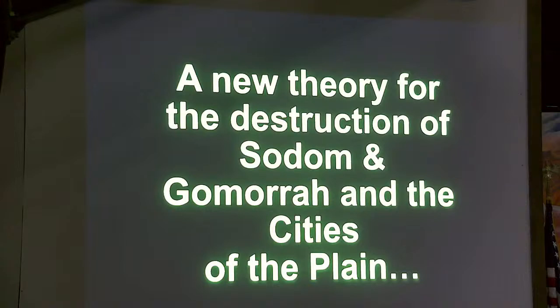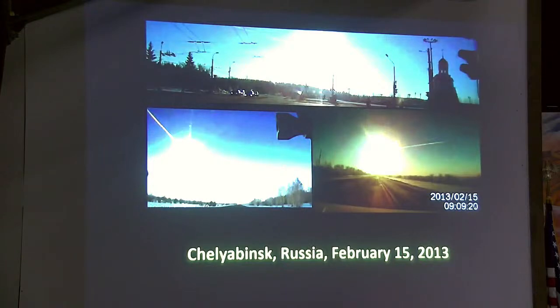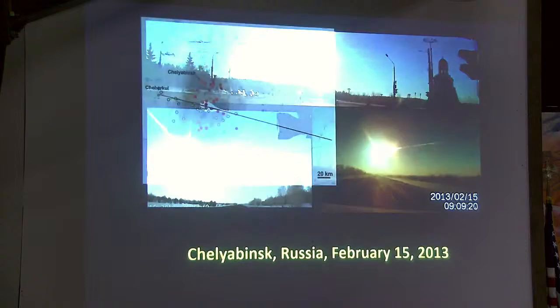My engineer in me asks. So here's the new theory about what happened to Sodom and Gomorrah and the cities of the plain. Chelyabinsk, Russia, February 15th, 2013. We were in Jordan when this happened. That's an exploding meteor coming in, lighting up the sky, caught on over 400 dash cams.